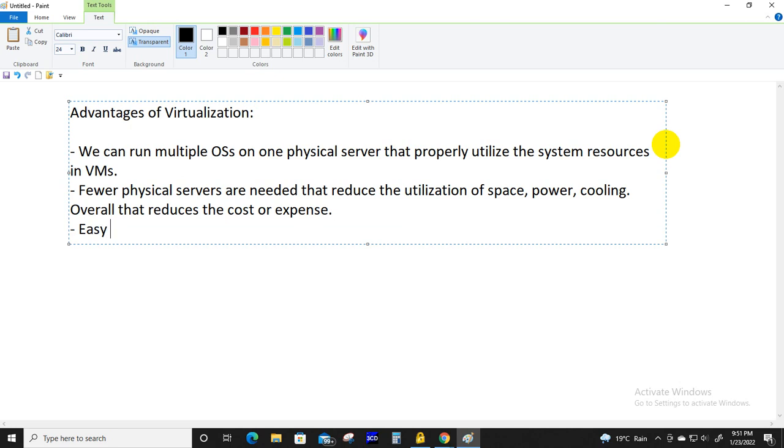Easy to move any VM to any physical server. So there is no dependency on hardware. We can easily move one VM from one physical server to another physical server.